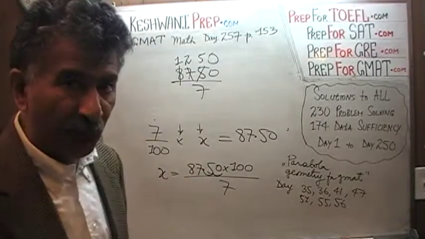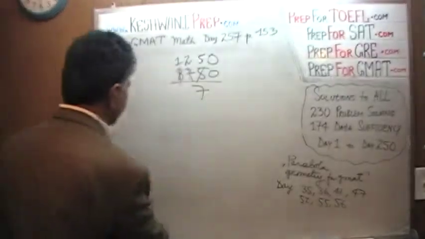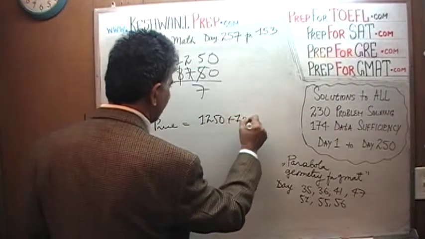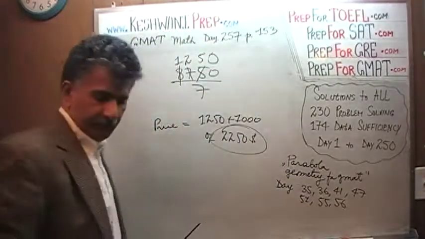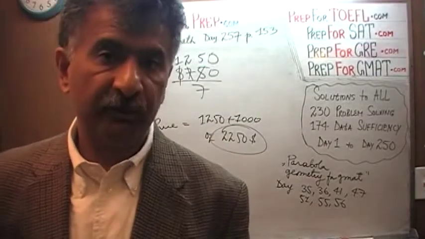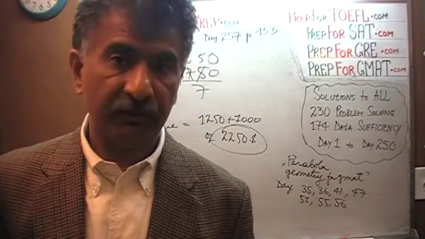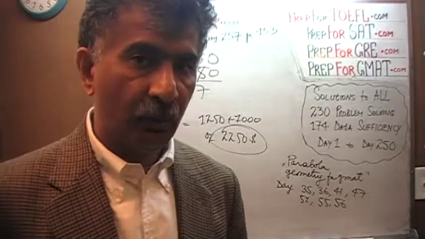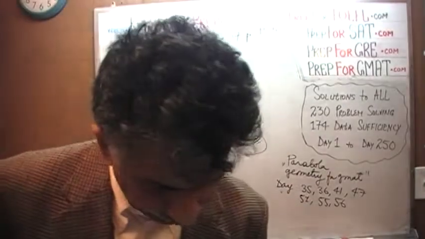Now we have to add up that $1,000 that was tax-free. So the final price of the item is $12.50 plus the $1,000, or $2,250. The item must have cost us $2,250, on which the first $1,000 was tax-free. We paid the tax on the remaining $1,250. Tax rate is 7%, and it turns out that 7% of $1,250 works out to be $87.50.